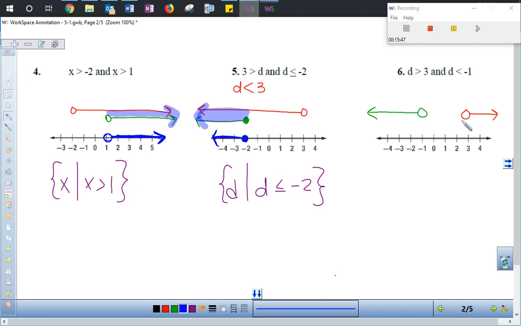Now, if you notice, this green one starts and then stops at -1, and this red one starts at 3 and goes the opposite direction. So they don't actually overlap. So since they don't overlap, that means there is no answer. That means that there is not a number that is bigger than 3 and at the same time smaller than -1. So we have no solution.